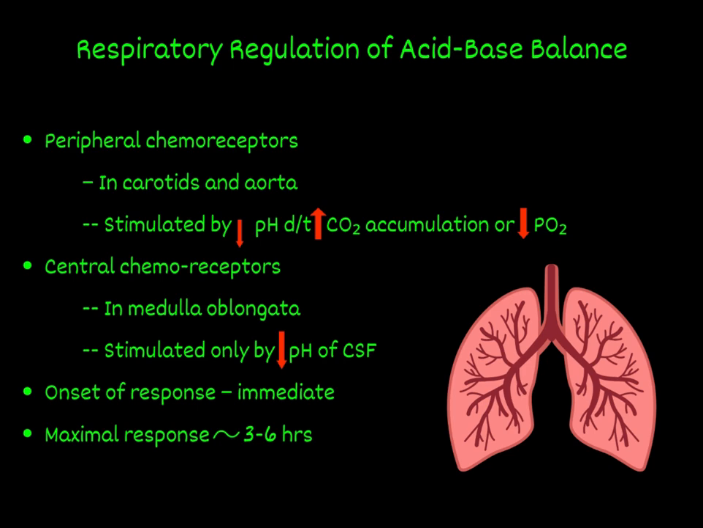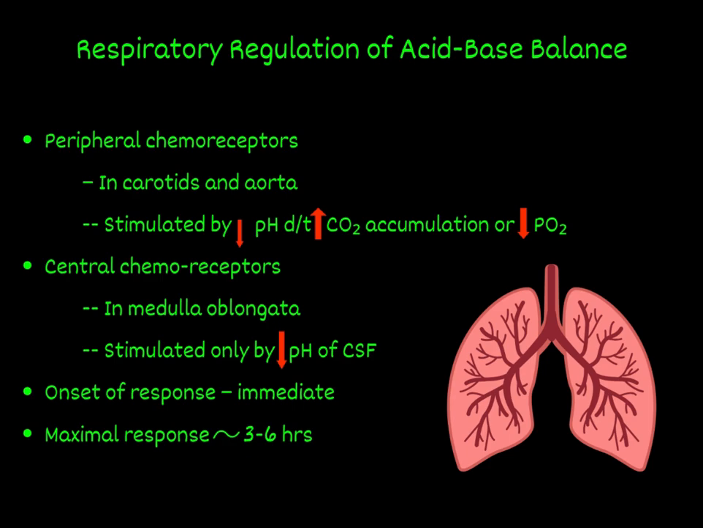The lungs' role in acid-base balance centers on their ability to control the partial pressure of carbon dioxide, or PCO2, in the blood. CO2 is produced by cellular metabolism and combines with water to form carbonic acid, H2CO3, which dissociates into bicarbonate, HCO3-, and hydrogen ions, H+. The amount of CO2 in the blood directly affects carbonic acid levels, which influences pH.